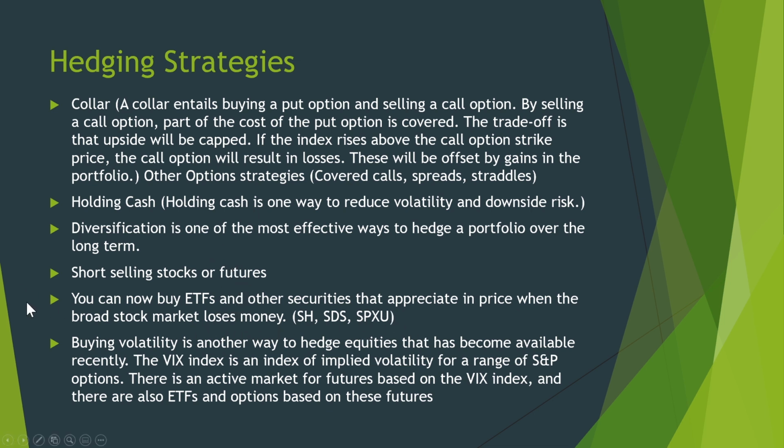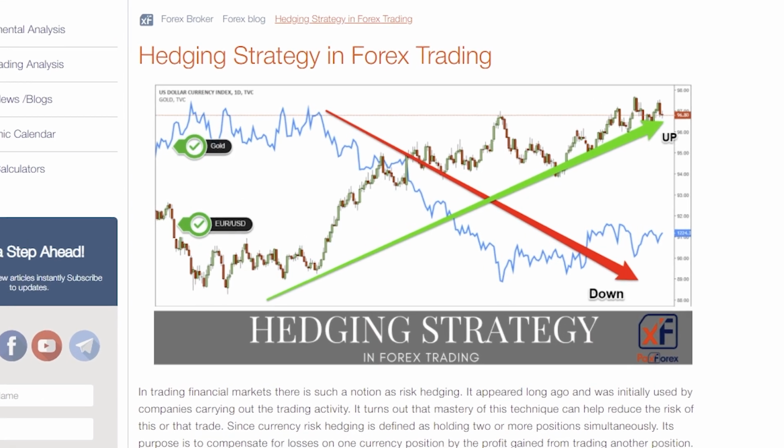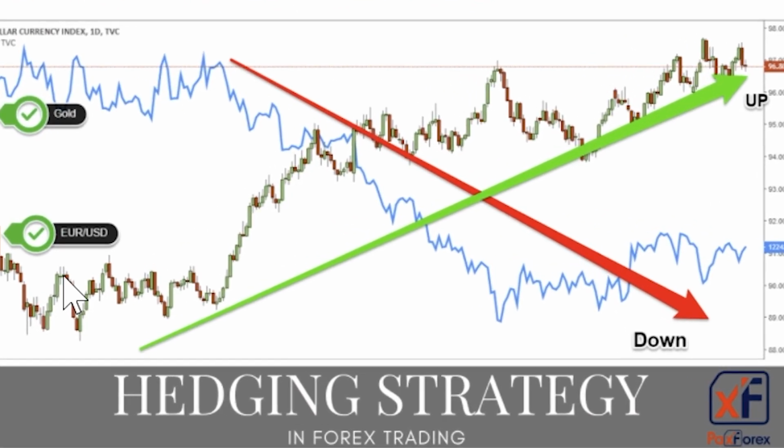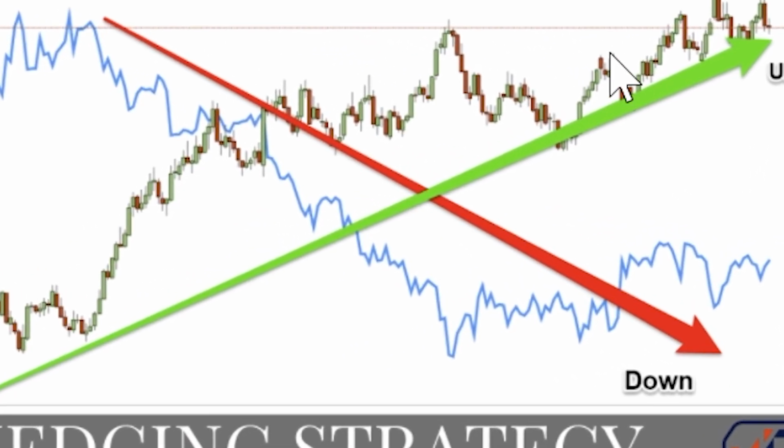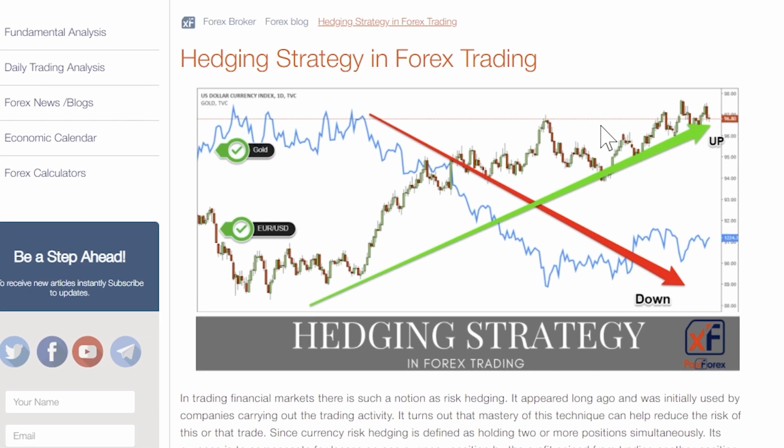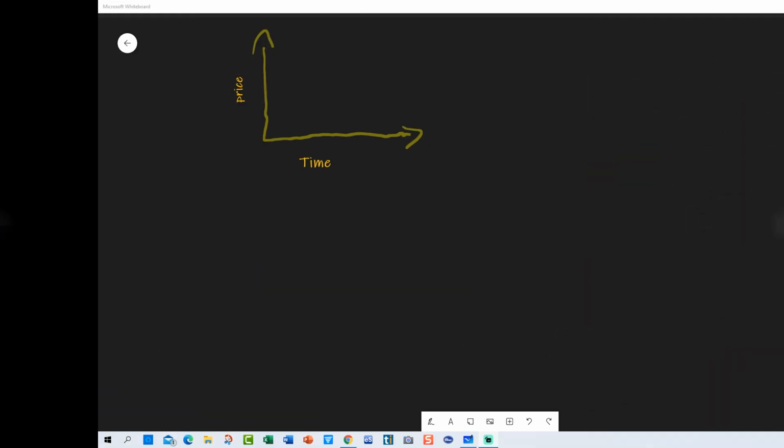Buying volatility: the VIX is considered the fear gauge. As there's more fear in the market, and people fear, for example, inflation and different things, the VIX might increase. So you may want to invest in the VIX to protect yourself against corrections or macro fears in the market. This is one example here. This is Forex trading. I don't do Forex trading, but this is just to show you that when the US dollar goes up, gold goes down. And when the US dollar goes down, gold goes up.